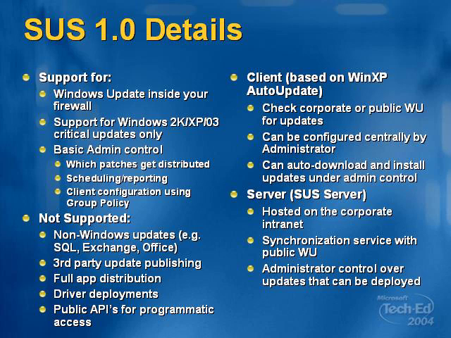So let's dig into SUS 1.0. Think of it as Windows Update inside your firewall. Really what it allows you to do is glean all of the updates as they're released by Microsoft and dictate how they're going to be disseminated to your network. Keep in mind, however, that some features are not supported in SUS 1.0. Some of these, however, may be supported by the new Windows Update Services. Some of those that are not supported include non-Windows updates, third-party update publishing, of course, full app distribution. That would be something that you would look to Systems Management Server to do, driver deployments, and as well, there aren't really any public APIs at this point for programmatic access.